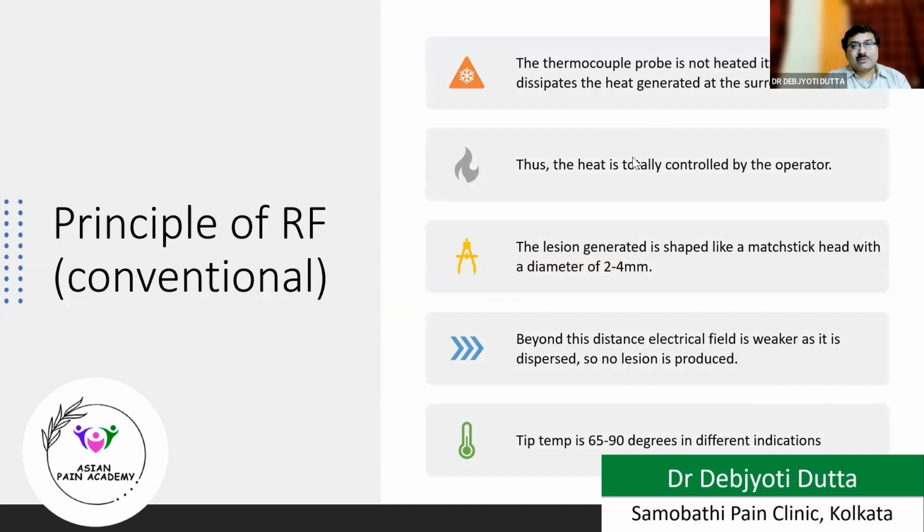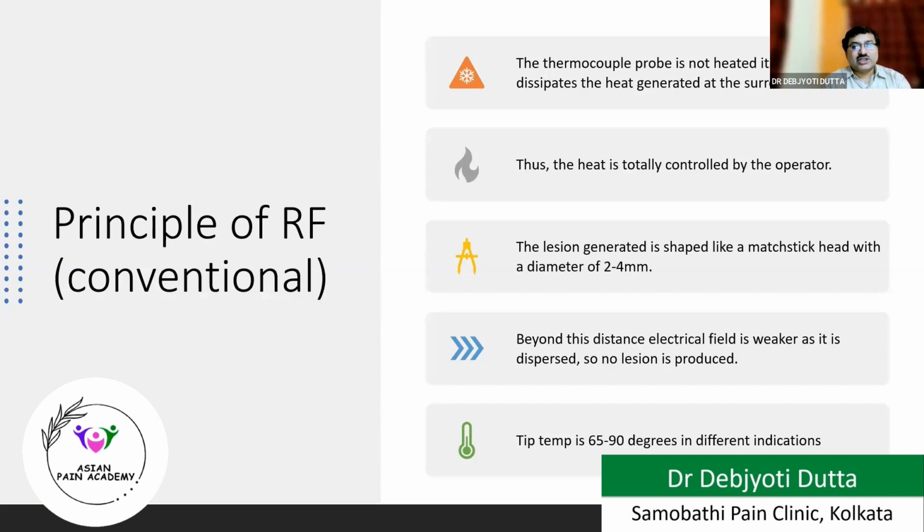So the thermocouple probe is not heated by itself. It actually dissipates the heat generated in the surrounding tissue. Thus, the heat is totally controlled by the operator. The lesion generated is the shape of a matchstick head, which has a diameter of 2 to 4 millimeter. Beyond a certain distance, that means up to 2 to 4 millimeter, there will be generation of heat. After that, what will happen? The heat will be dispersed, dissipated. And then no lesion will be produced beyond 4 millimeter. Okay, so the lesion size will be fixed.